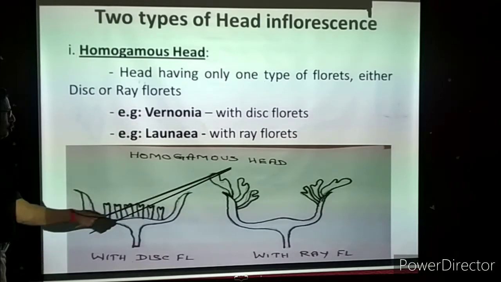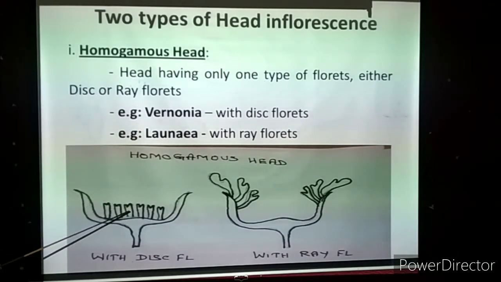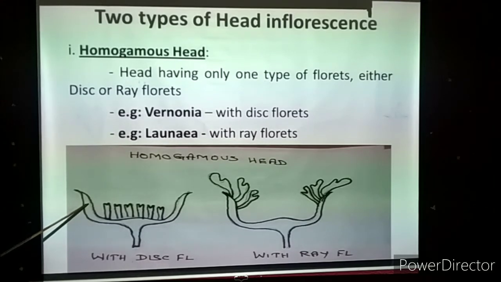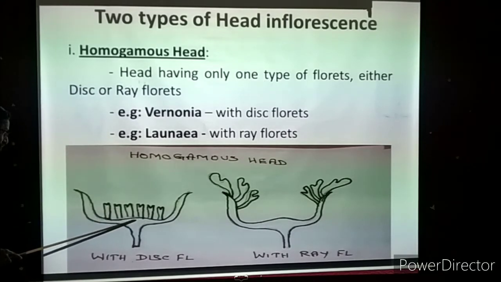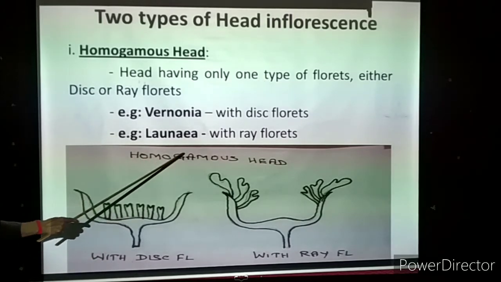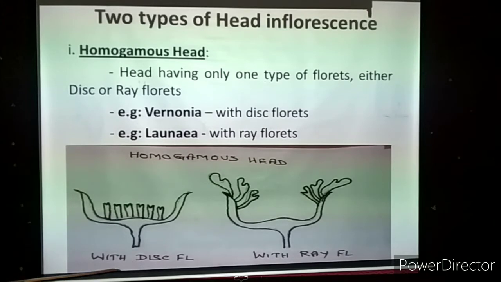For example, in the homogamous head, the picture we have drawn. Now this is the peduncle. At the tip of the peduncle there is a cup-like structure. The side of the cup-like structure is made up of involucre. Involucre means fused bracts. But in the center, an enormous number of tube-like, very small florets will be present. These are present on the disc of the cup, so they are called disc florets. Only one type of florets will be present. That is called a homogamous head with disc florets.